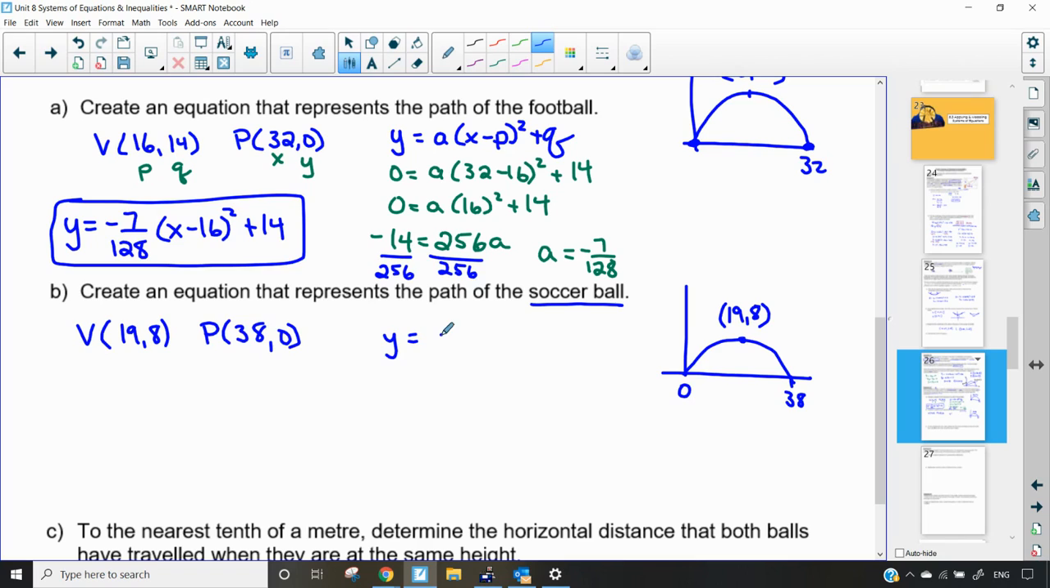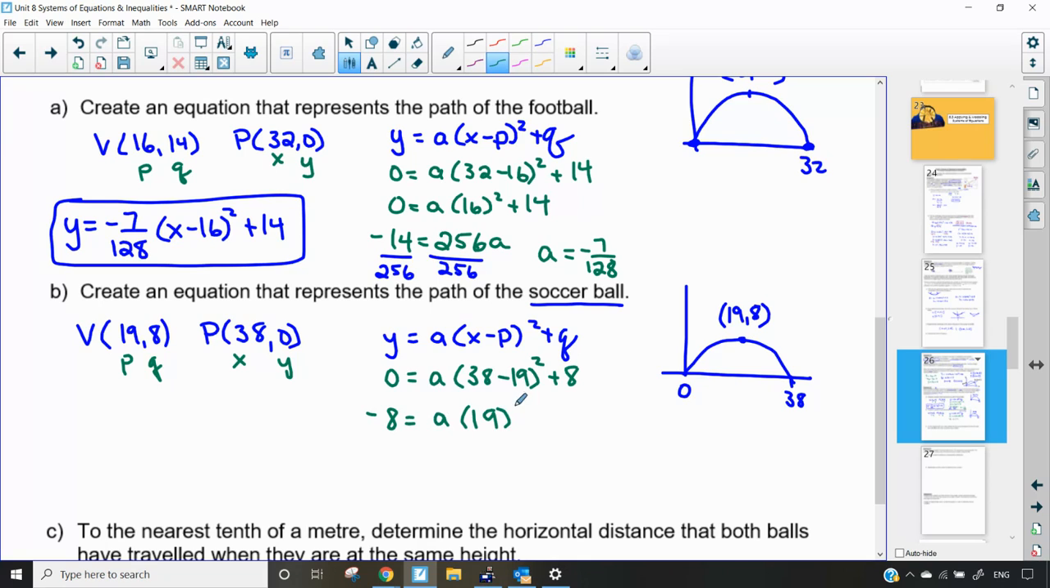We're going to use our equation again, y equals a times (x minus p) squared plus q, and sub in our values. So we have y equals 0. A again is what we're looking for. (38 minus 19) squared plus 8. Simplifying, we're going to have negative 8 equals a times 19 squared. And that gives us negative 8 equals 361a. And when we divide by 361 on both sides, this will not reduce any further. So we're going to be left with a equals negative 8 over 361.